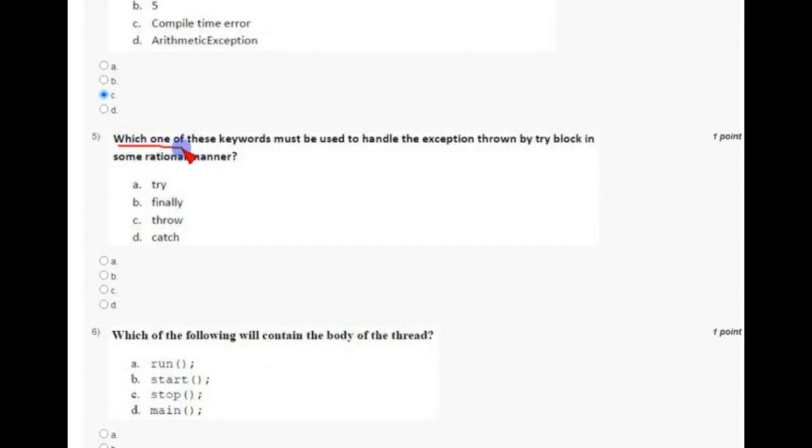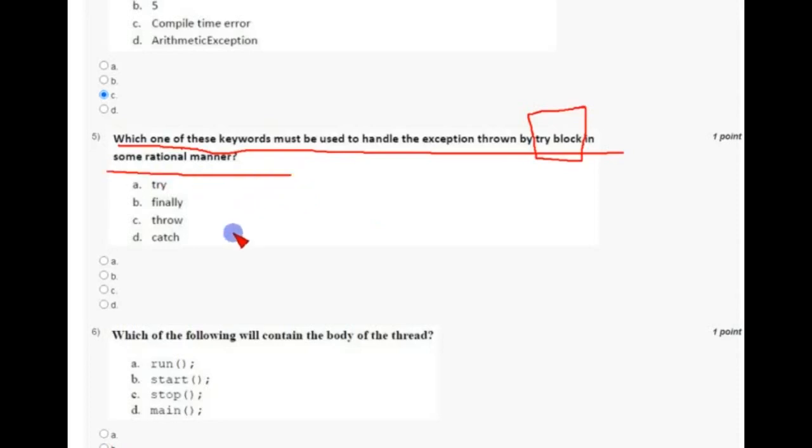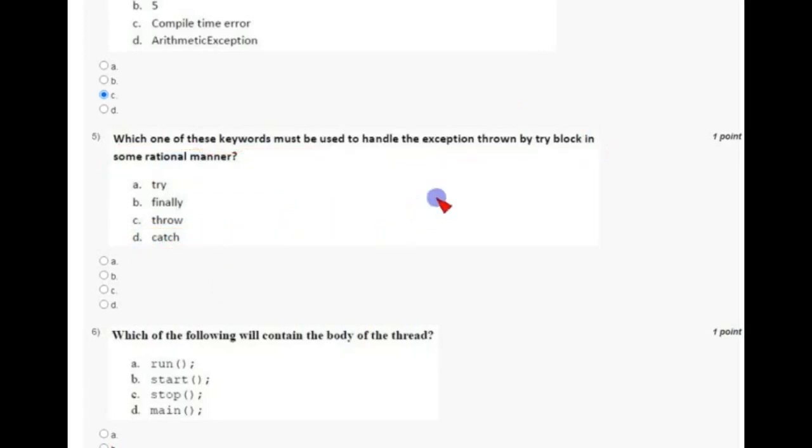And coming to fifth question, which one of these keywords must be used to handle the exception thrown by try block in some rational manner? So the answer for this is option D, that is catch. Catch is used to handle the exception thrown by the try block. If the try block throws an exception, then catch is used to handle that exception.